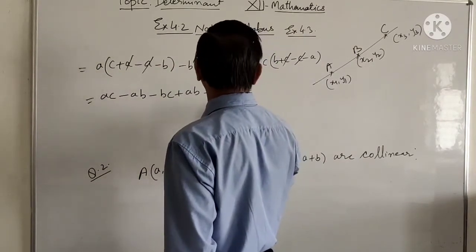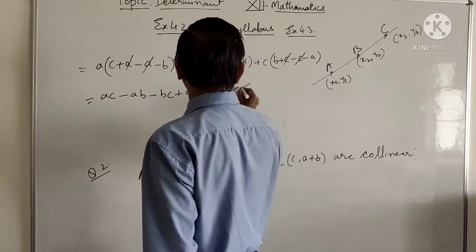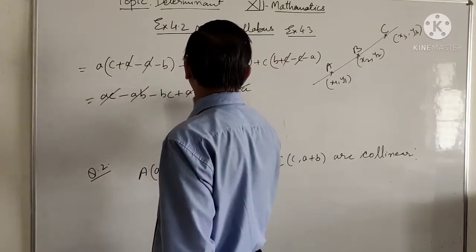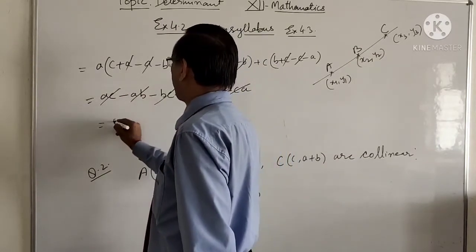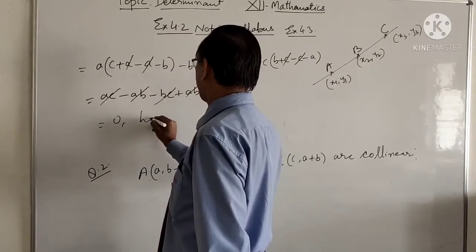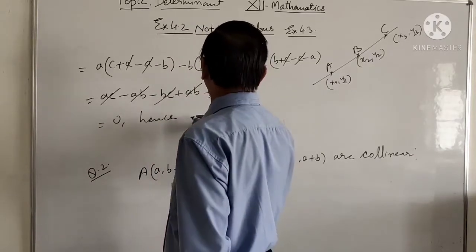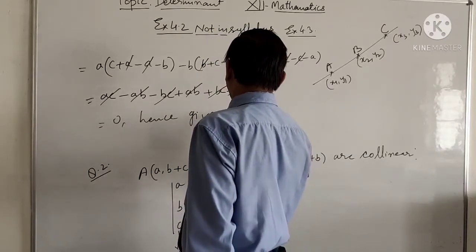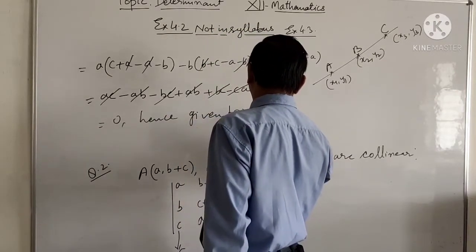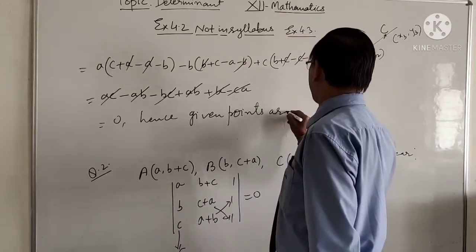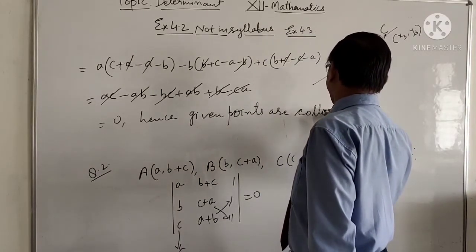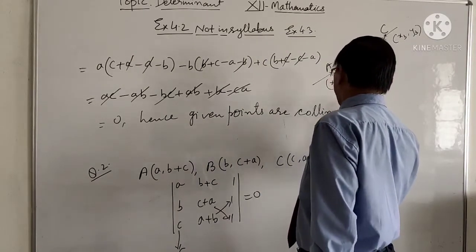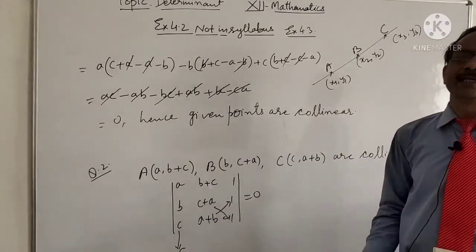Now here cc cancel, this side bb cancel, and here aa cancel. Then it is ac minus ab minus bc plus ab plus bc minus ca. Now again check. ac cancel, ab cancel, bc cancel. So the result is 0. Hence, the given points are collinear. There is a condition of collinearity.